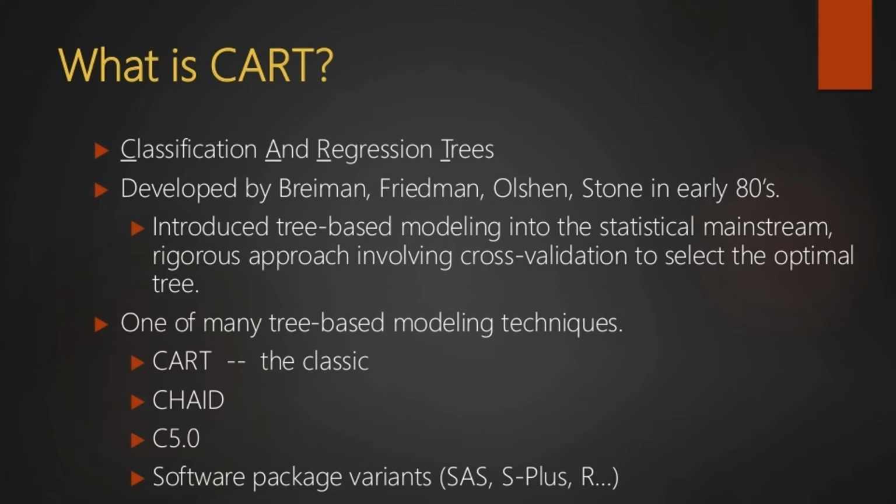What is CART? CART is the Classification and Regression Tree model developed by Breiman, Friedman, Olshen and Stone in the early 80s. It introduced tree-based modeling into the statistical mainstream, with an approach involving cross-validation to select the optimal tree. It is one of many tree-based modeling techniques: CART, the classic one, C5.0, software package variants, etc.